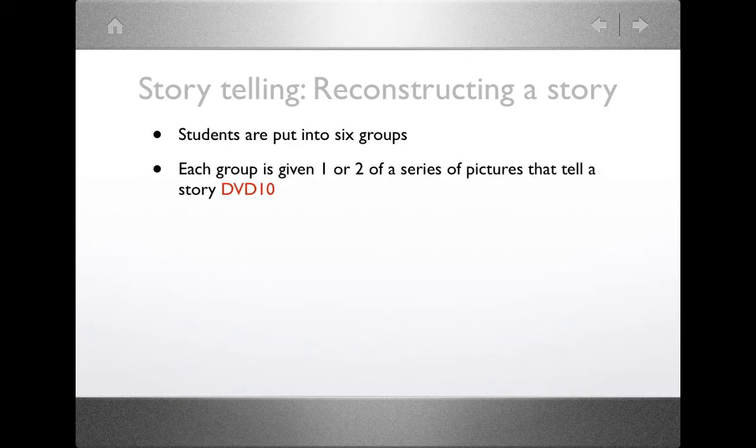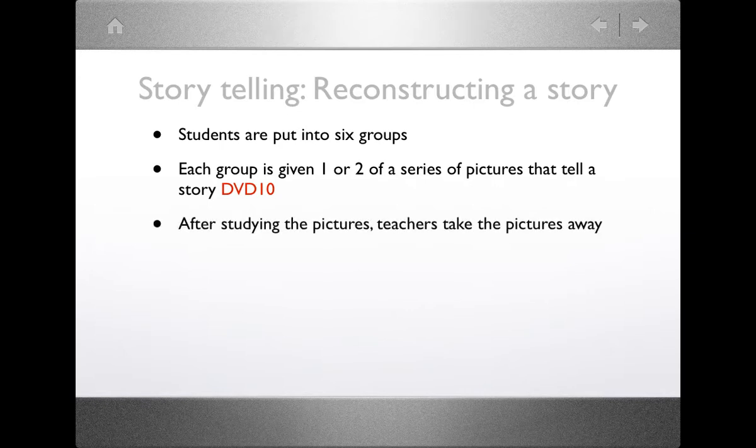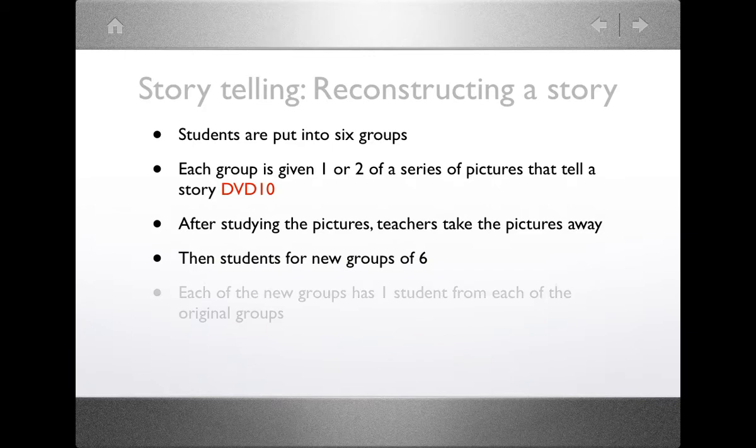Each group is given 1 or 2 of a series of pictures that tell a story, DVD 10, which we are going to see today, inshallah. After studying the pictures, teachers can take the pictures away, and then the students form new groups of 6. Each of the new groups has 1 student from each of the original groups.